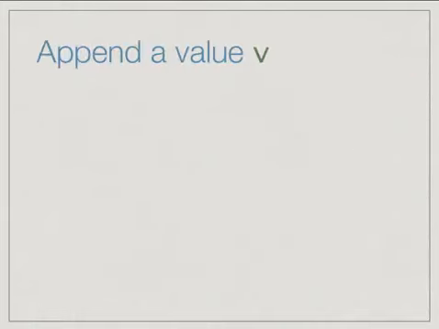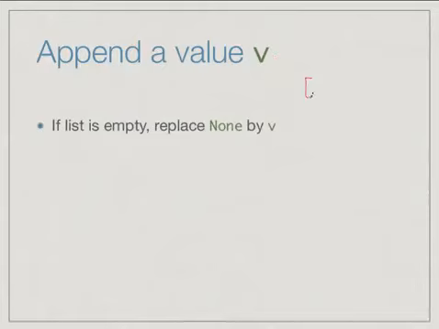Now once we have a list, what we would like to do is manipulate it. So the first thing that we might want to do is add a value at the end of the list. So if the list is already empty, then we have a single node which has value none, and we want to make it a singleton node, a singleton list with value v. So we want to go from this to this.